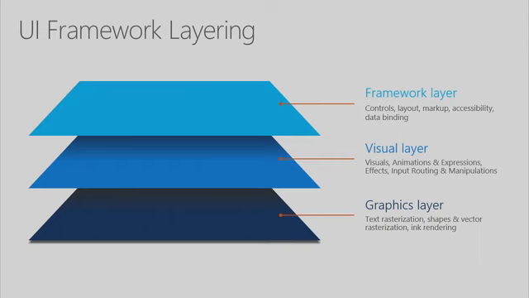At the lowest layer, we think about the graphics layer. This is how the bits get on the screen, the rastering, the text, and all those things. In the middle, we have something you may not have heard of, but we're going to introduce it to you today and talk about a lot of the enhancements in this area, what we call the visual layer. This is where animations, expressions, input-based routing and manipulations occur. And at the top, we refer to it as the framework layer. These are higher-level abstractions, encapsulations of controls, the developer experience in Visual Studio, accessibility, data binding, those types of things.